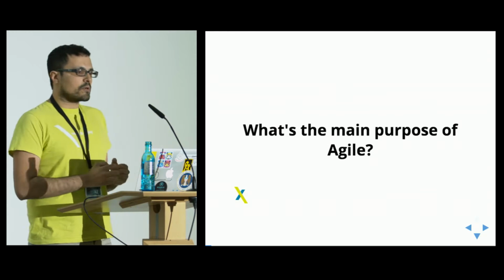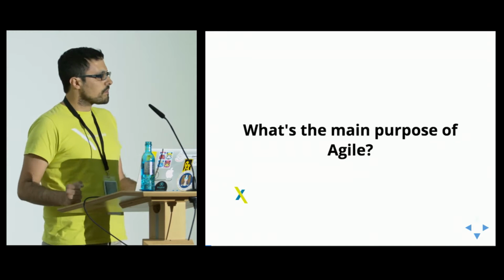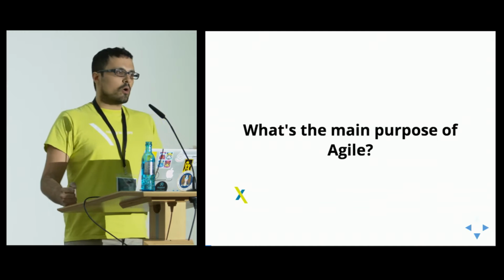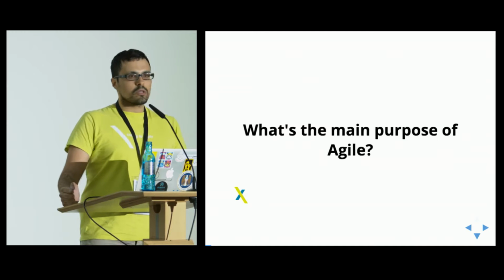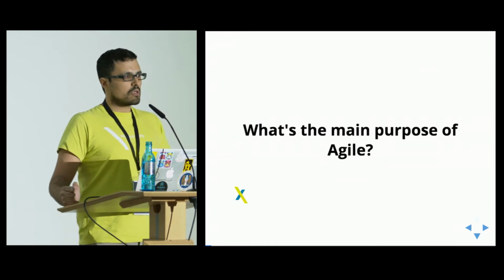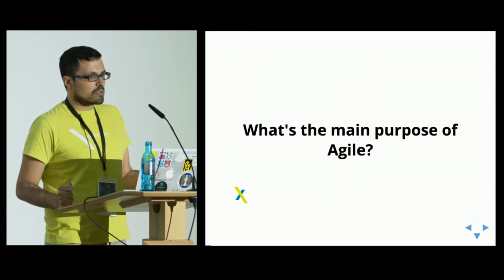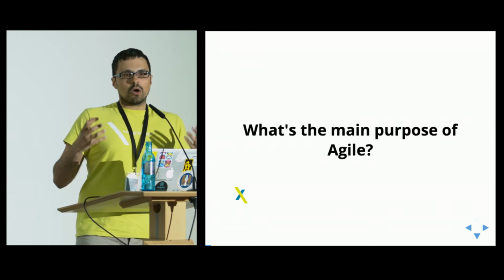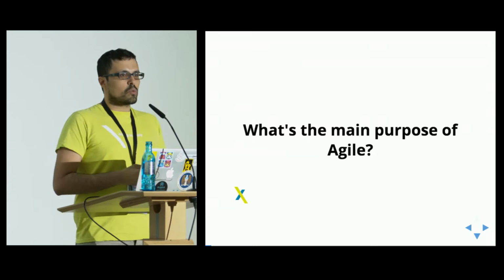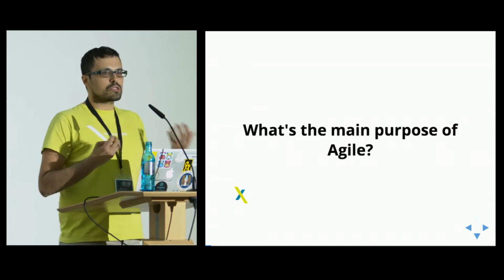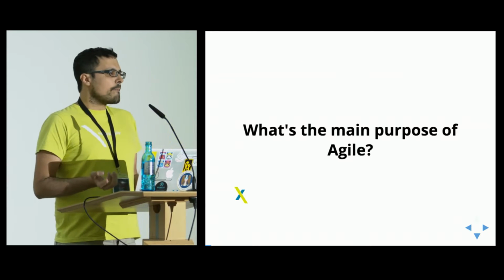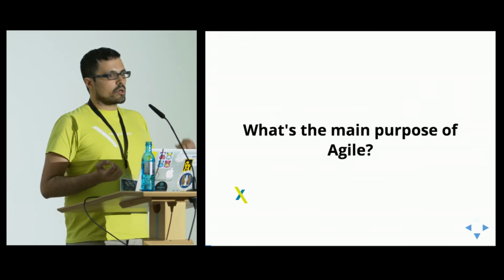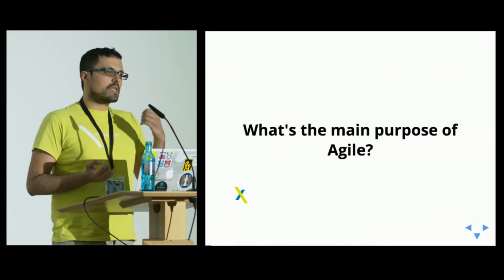What's the main purpose of Agile methodologies? Probably we all know the Agile Manifesto. We all know the 12 principles of the Agile Manifesto. And probably we all work with Agile methodology, with Scrum, with Kanban, retrospective, everything. But what's the main purpose? What's the ultimate goal of Agile methodologies?